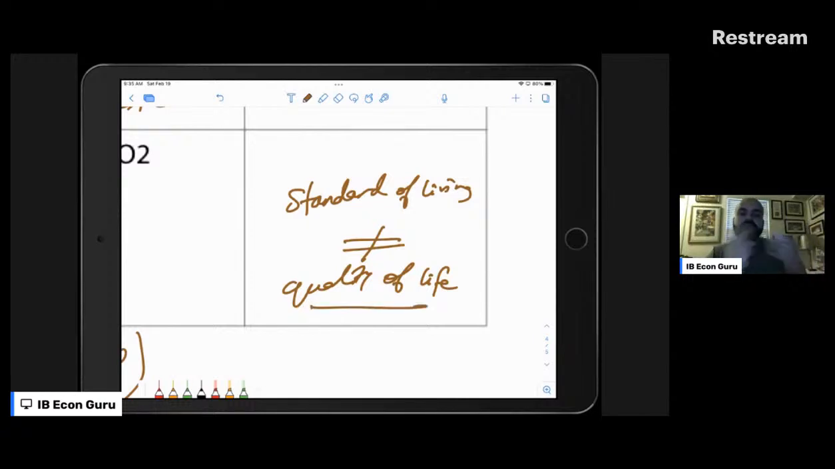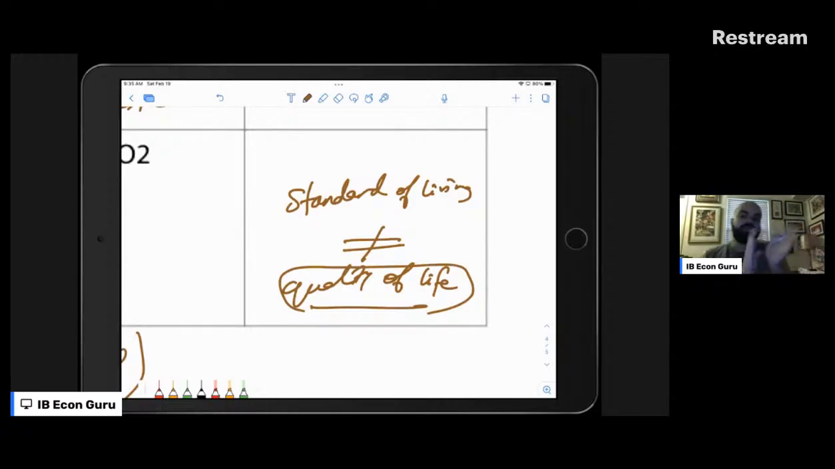Quality of life is more multidimensional. It looks at things like crime rates. Are they low? Divorce rates, are they low? Suicide rates, are they low? Access to education and healthcare and basic necessities. Freedoms, are people free to express themselves and so on? So quality of life is more multidimensional. This will tie in when we get to the development economics unit.